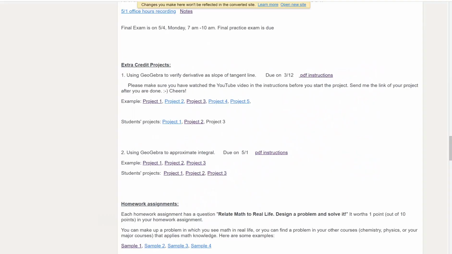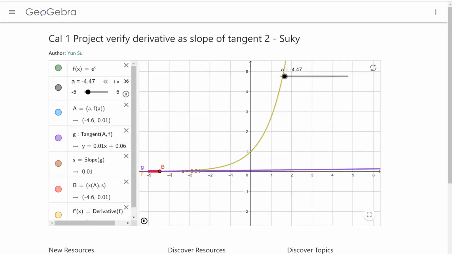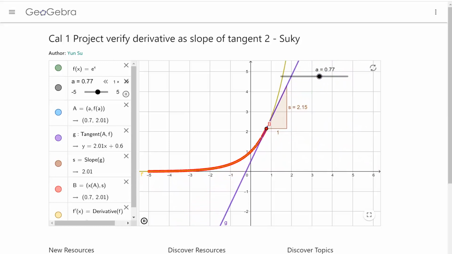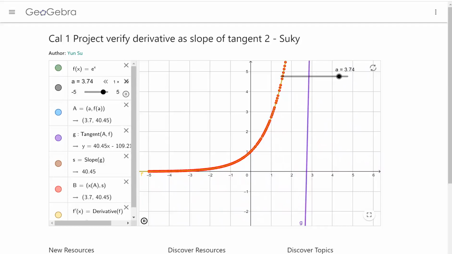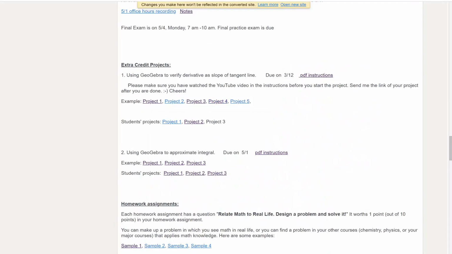Okay, so we have more examples here. You're going to make an example like this and then email me the link. Please be creative and make different functions. This is the exponential function. You can see the function is actually the same as the derivative. Exponential function is quite special because the derivative is itself.